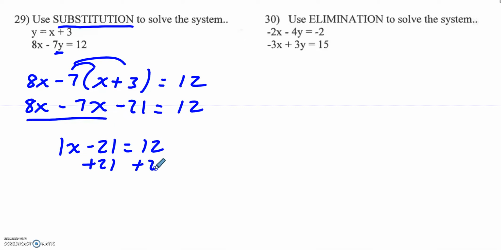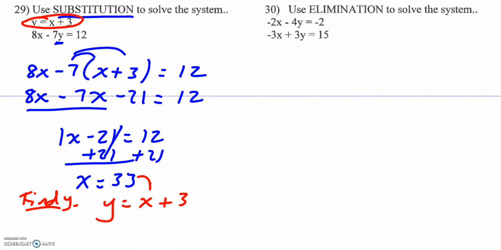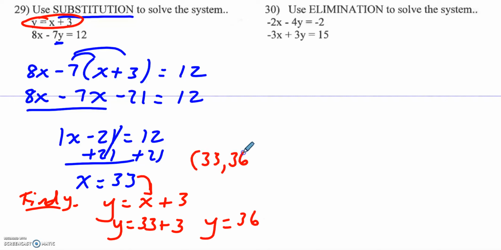Add the 21. 1x, or x, is going to be equal to 33. So we have x. But if I would like to find y, I'm going to plug it back into the quicker of the two equations. I'm going to plug 33 in for x now. So y is 36. So my point would be 33, 36.